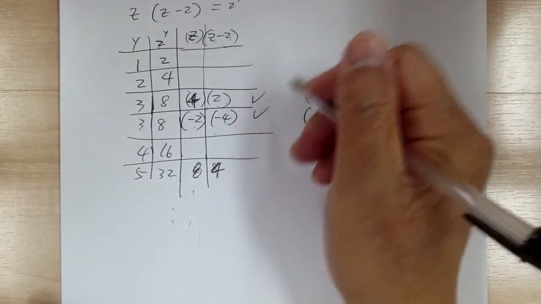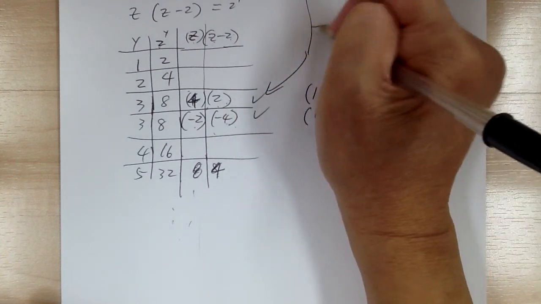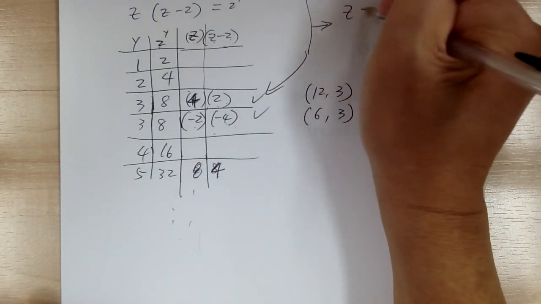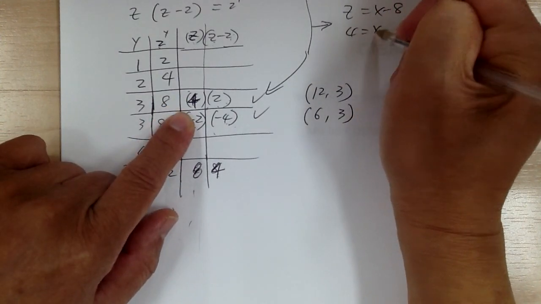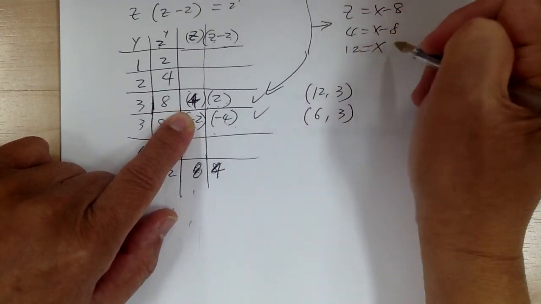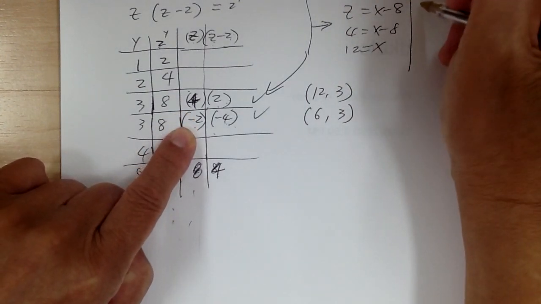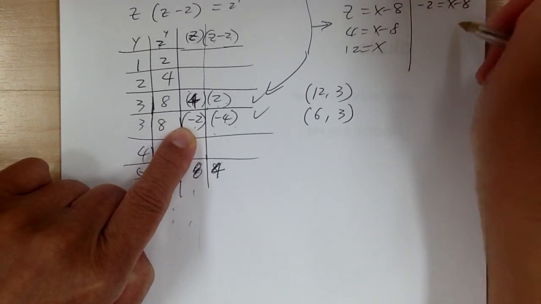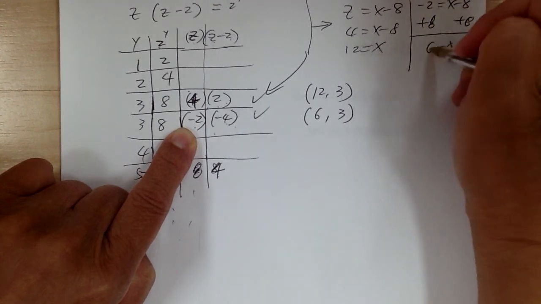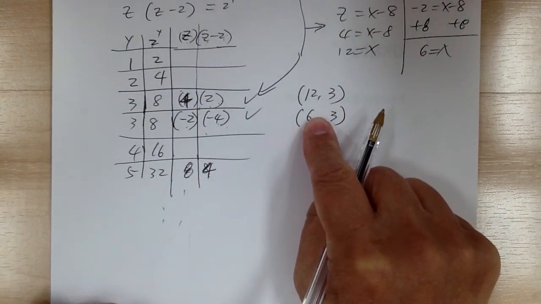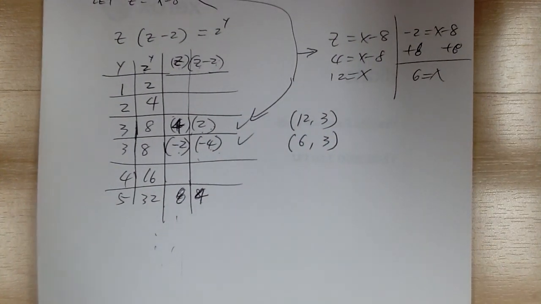Okay. So you can use this equation over here to get the x. So z equals x minus 8. So you've got 4 equals x minus 8. So x equals 12. Okay. And same thing over here for the negative 2. So you've got negative 2 equals x minus 8. So plus 8, so you get x equal to 6. So that's how I get these two numbers. Okay, let's go to the next one.